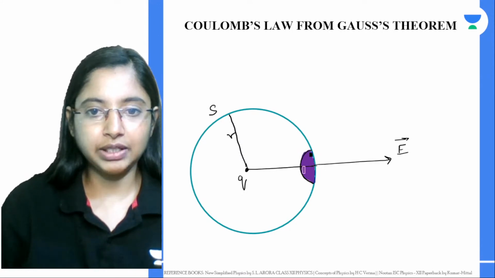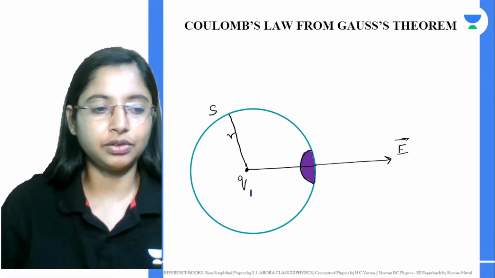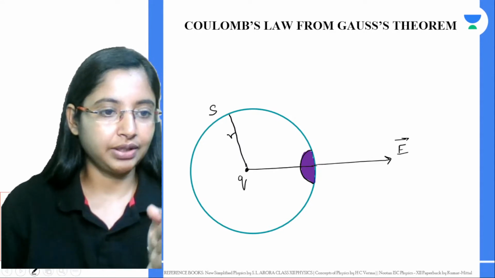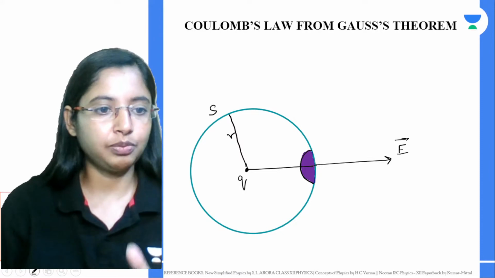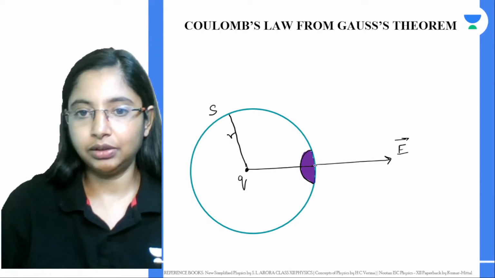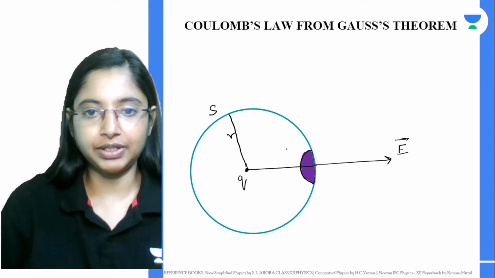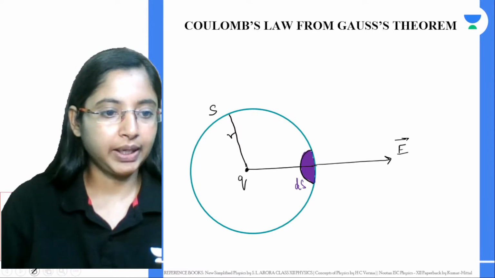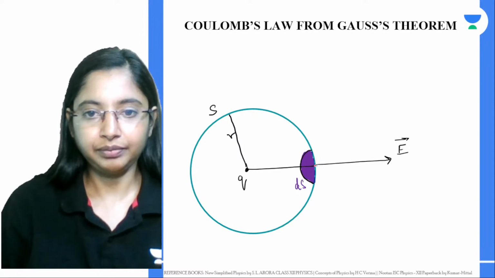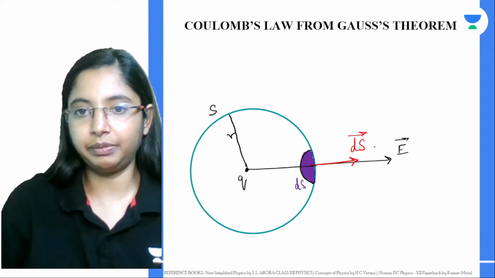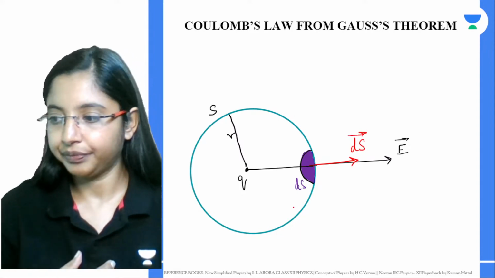If this is the area you're choosing on the surface, this area will also have a normal vector to it. You have a surface on the sphere, and you're taking a very small surface. Let's say the entire surface is S and this small surface you've chosen is dS. The normal vector will be dS in this direction, in the direction of the electric field.